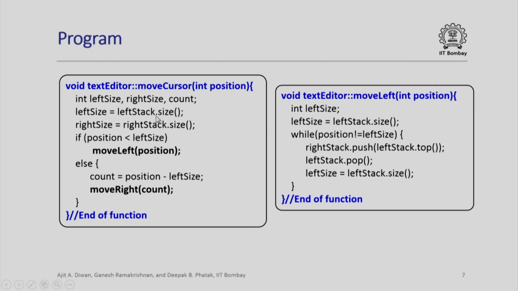Of course, implicit is the fact that I have move left and move right functions, which are not shown here. The move left function, very simple: given a position, I calculate the left size. While position is not equal to left size, I push onto the right stack the element at the top of the left stack, and the left stack element I pop out. Left size is now set to left stack dot size.